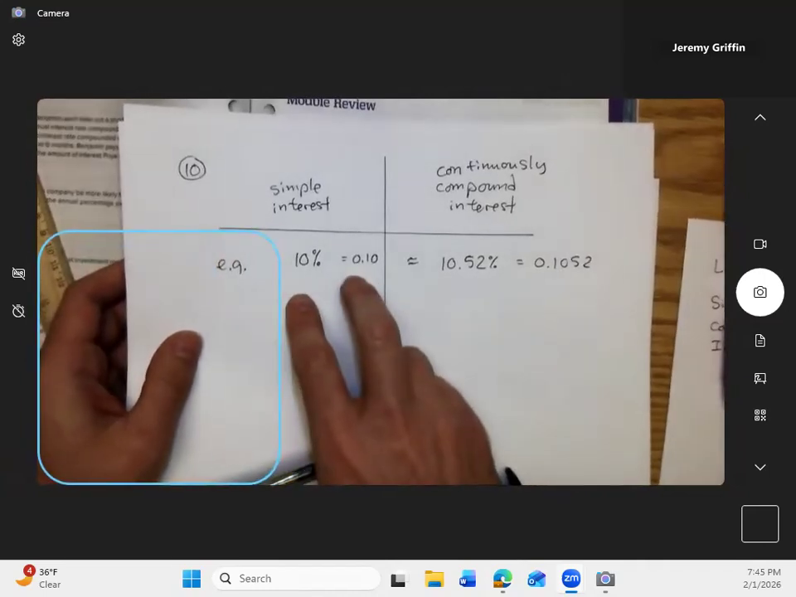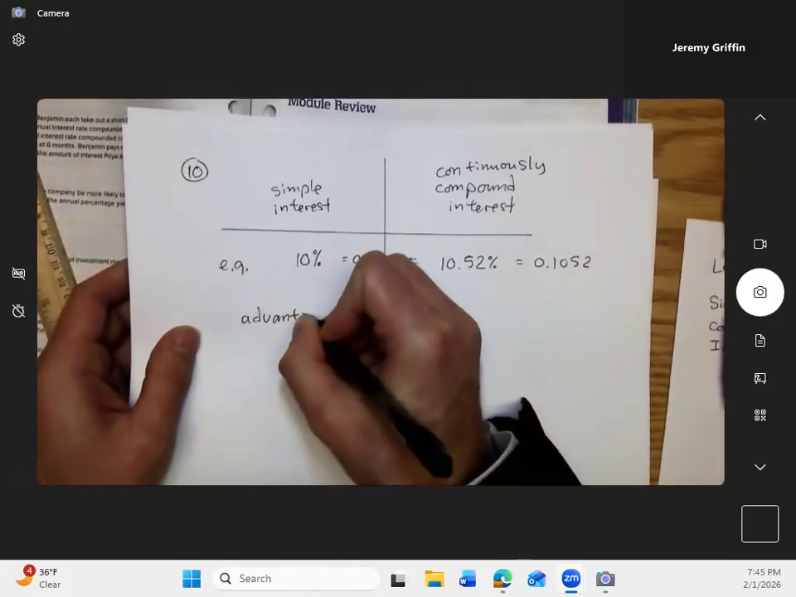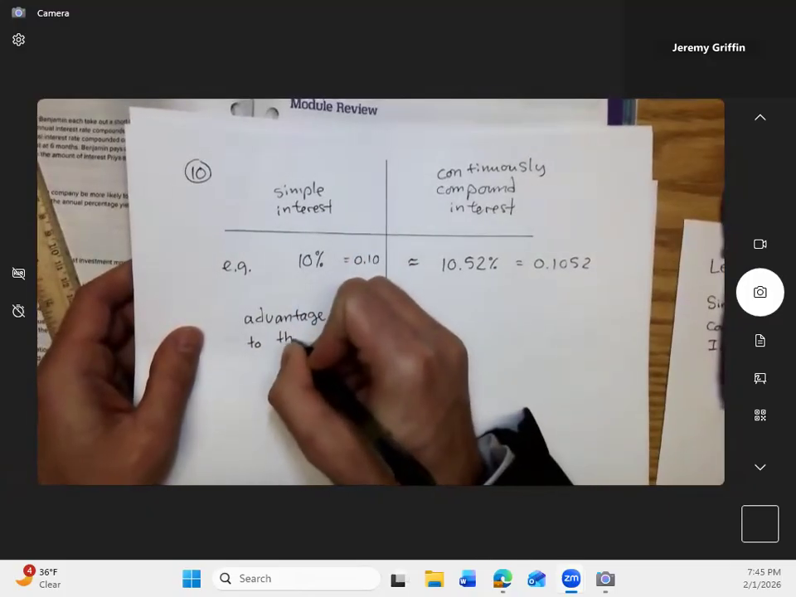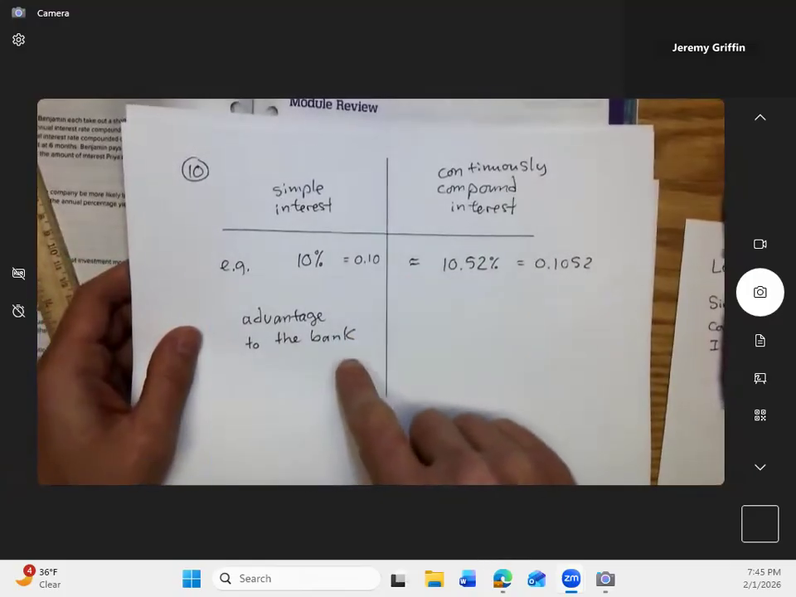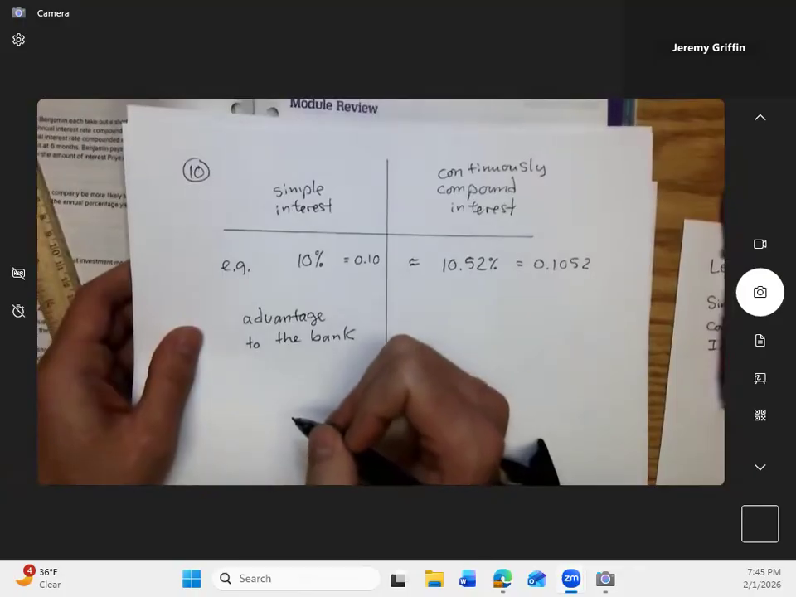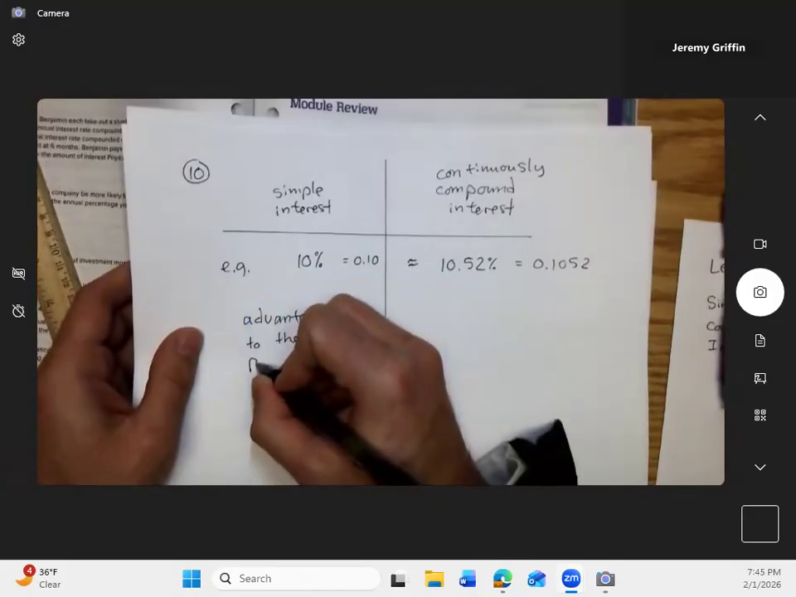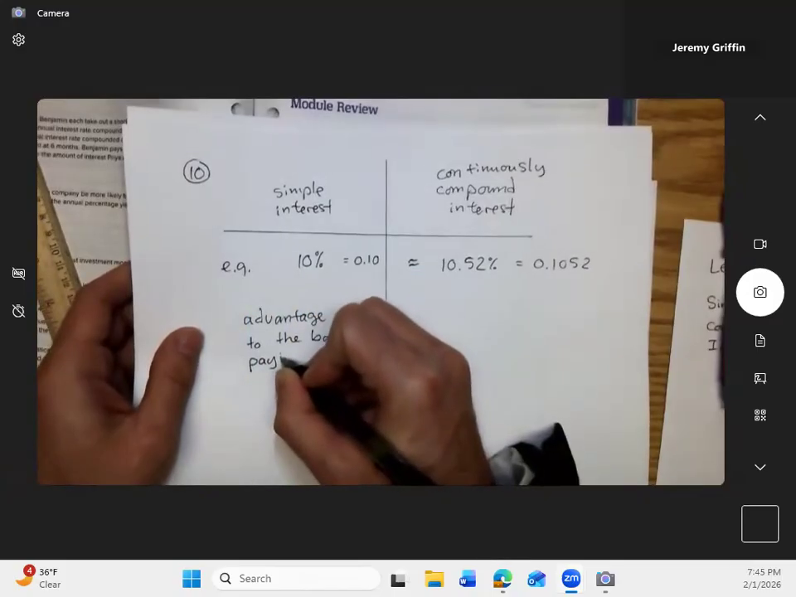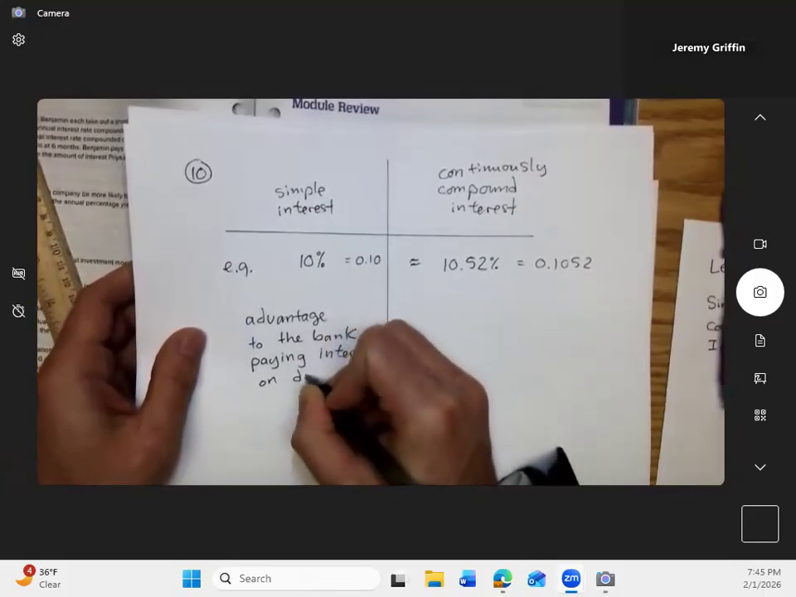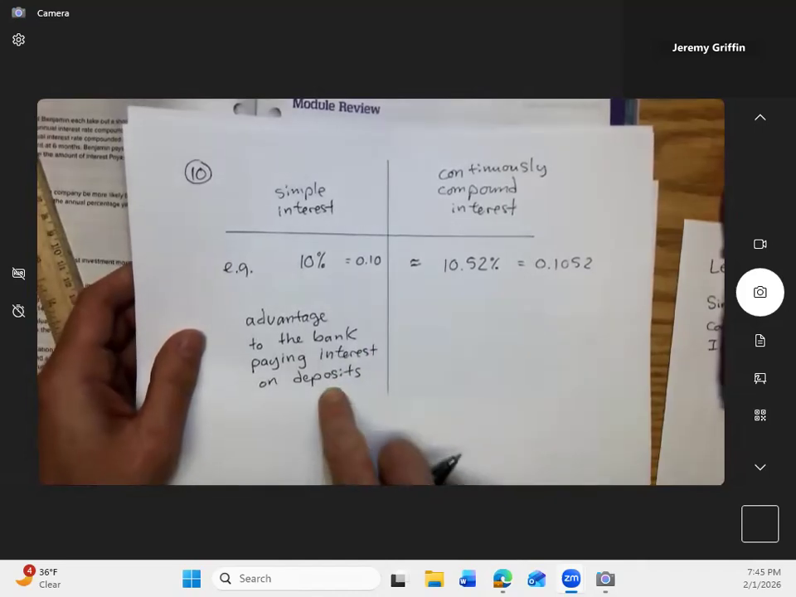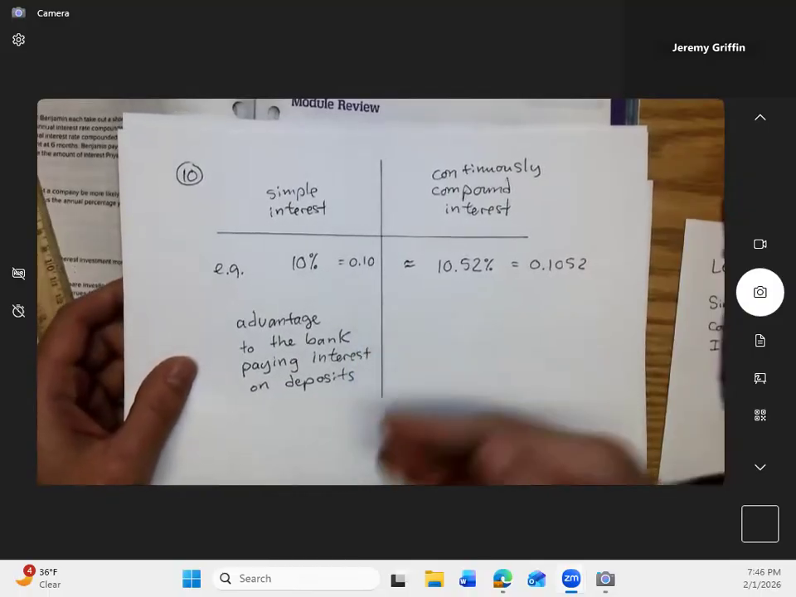If it's simple interest, this would be the advantage to the bank, let's say paying interest on deposits. The advantage of the bank paying interest on deposits. Okay. Because the number is smaller, so they don't have to pay as much.